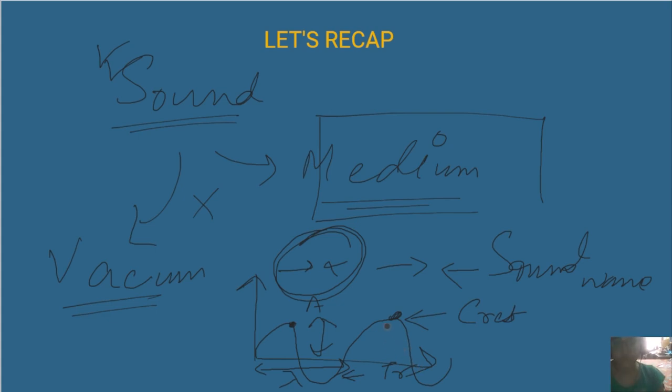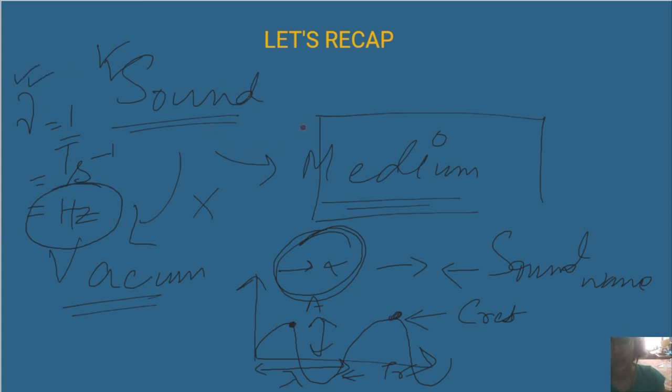We talked about frequency. What I didn't tell you is that the unit of frequency was 1 by time period, right? So it is seconds to the power minus 1, which we write as hertz. So hertz is the SI unit of frequency.